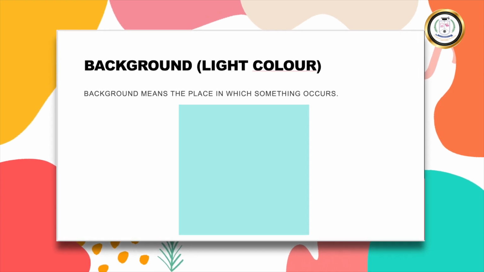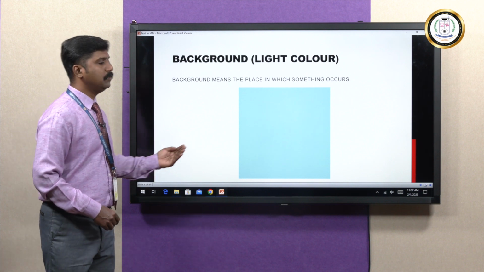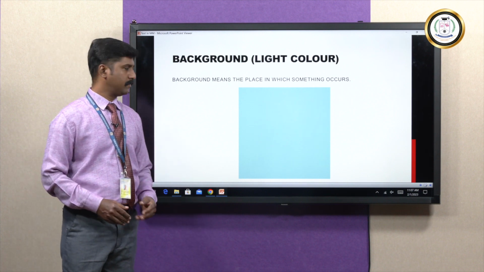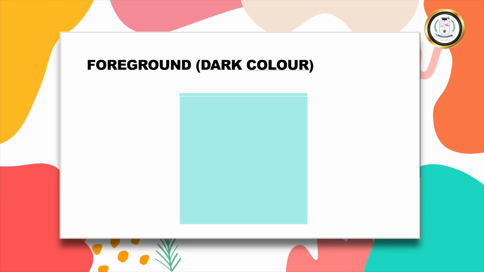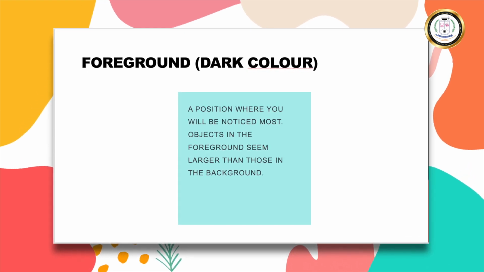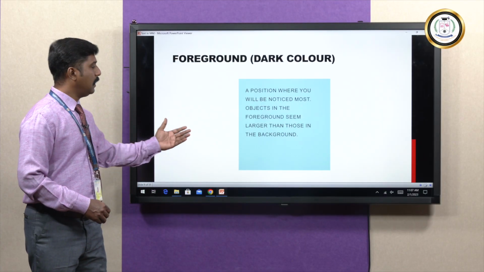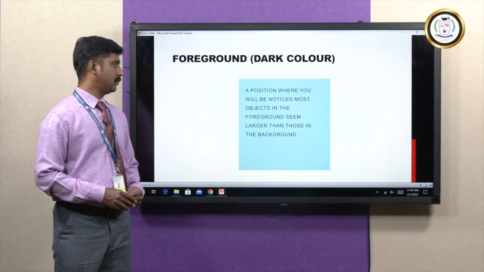So background means the place in which something is going to occur. It's like a stage. So foreground, where we are going to place our text, a position where you will be noticed most. Objects in the foreground are seen larger than the background.